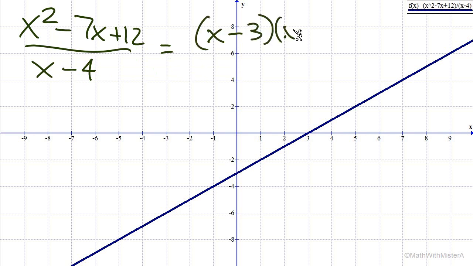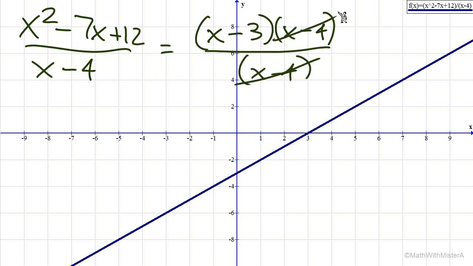(x minus 3)(x minus 4) is our factored numerator over x minus 4. And the x minus 4's divide out. We're left with just x minus 3. So no vertical asymptote, even though we have a value that is not allowed, x cannot equal 4. It's not showing up as a vertical asymptote this time.